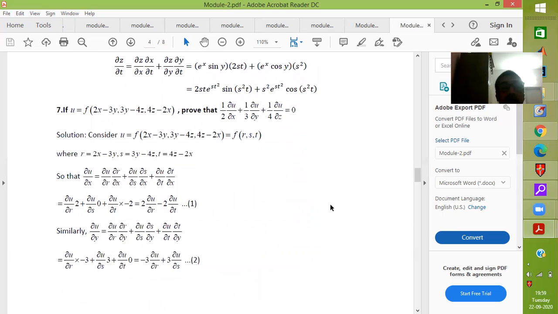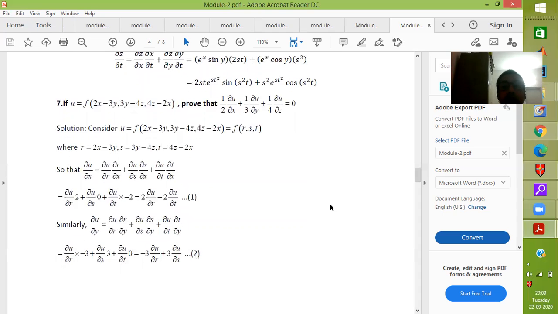Question number 7 is again a very easy approach to solve this problem. It looks a little bit difficult, but is very easy to manage. So we've got u as a function of 2x minus 3y, 3y minus 4z, 4z minus 2x, and then we have to establish one result there. What you can do is substitute r, s and t for 2x minus 3y, 3y minus 4z, 4z minus 2x, so that u is a function of r, s and t, where r, s and t are functions of x, y, and z.